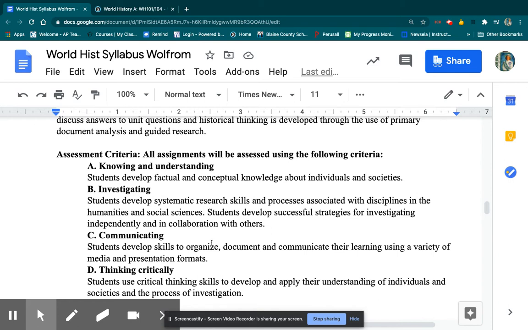So we do research in this class. And as a result, you will learn how to do things like create annotated bibliographies and works cited, and do the work of historians, which is research.